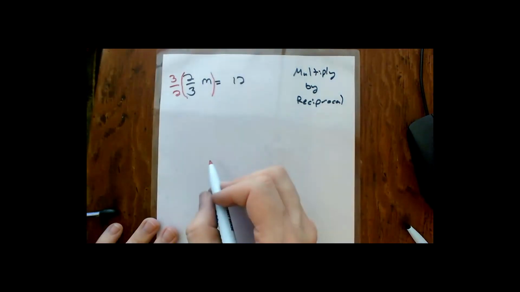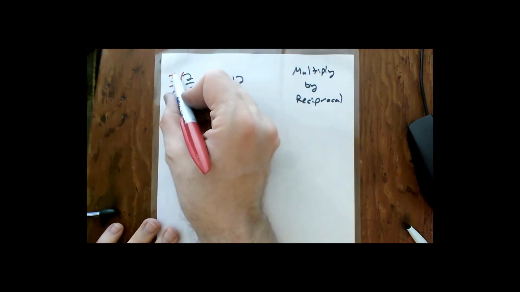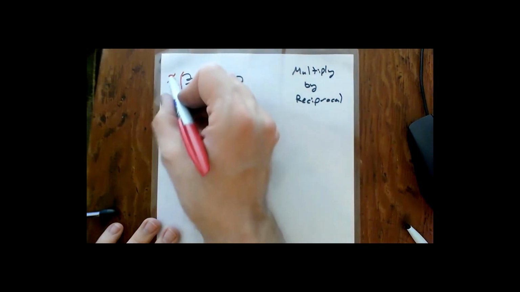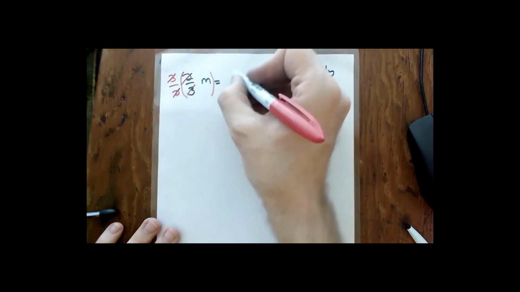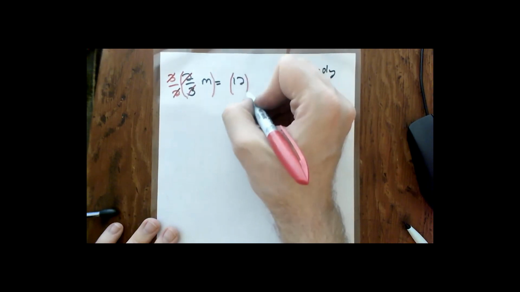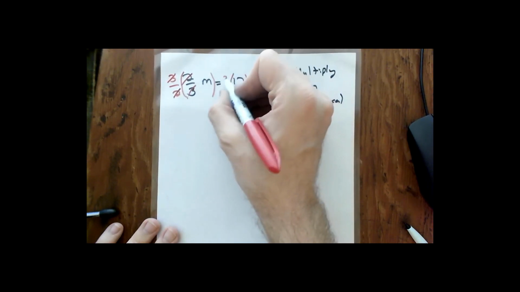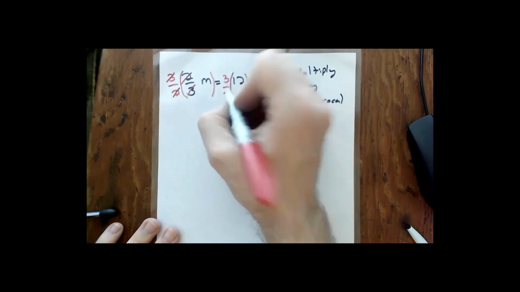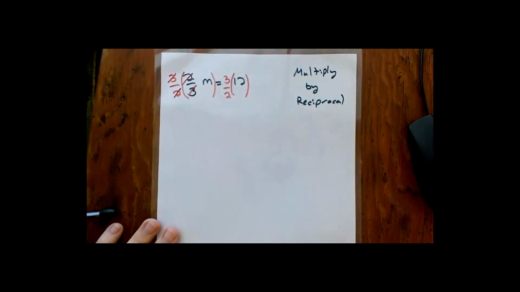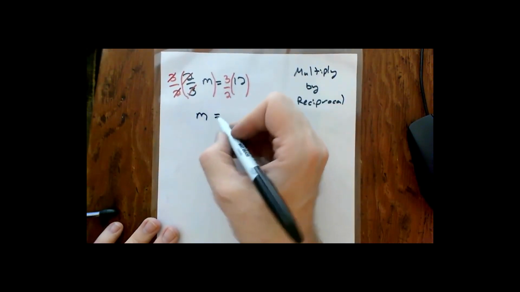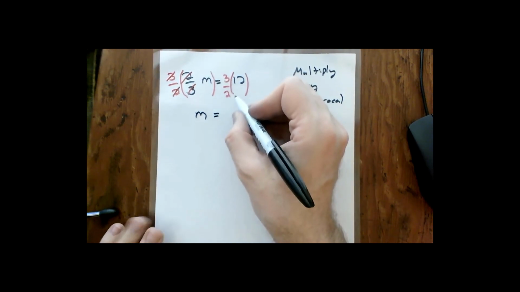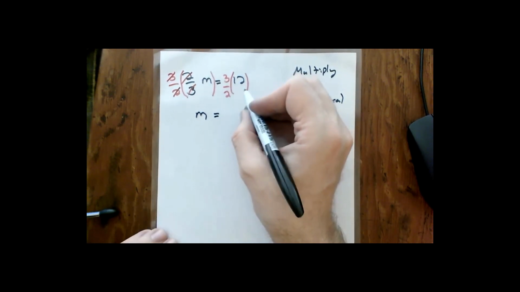notice that the 3's will cancel top to bottom and the 2's would cancel. So I'd just be left with 1m. But whatever I do on one side, I have to do the exact same thing on the other. So on the left, I'm just left with an m. We've got a little bit more complicated thing to deal with over here because I've got this 3/2 times 12.